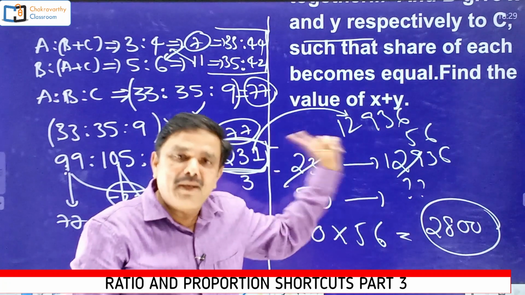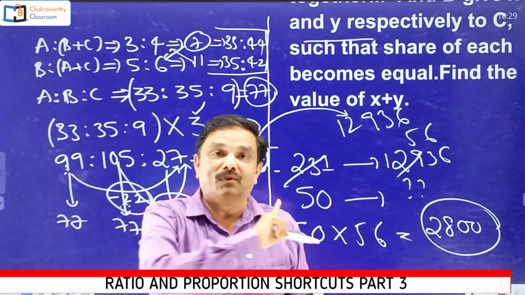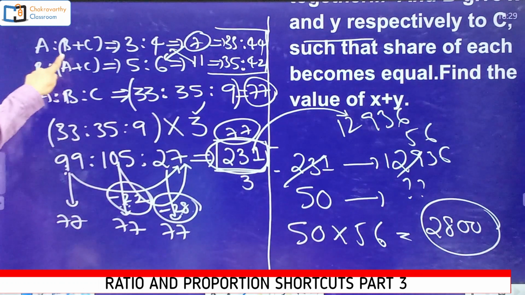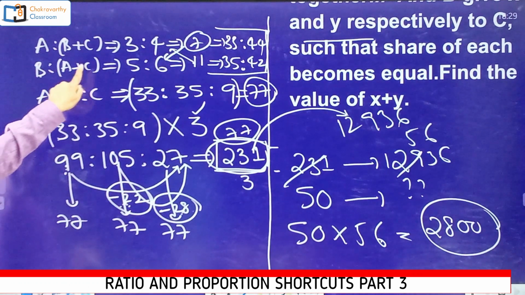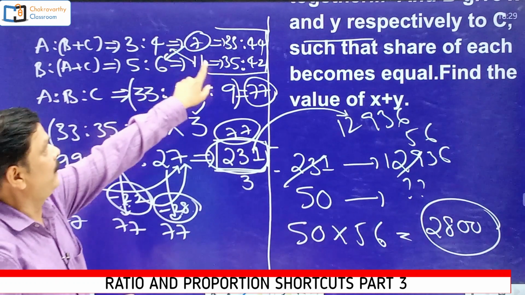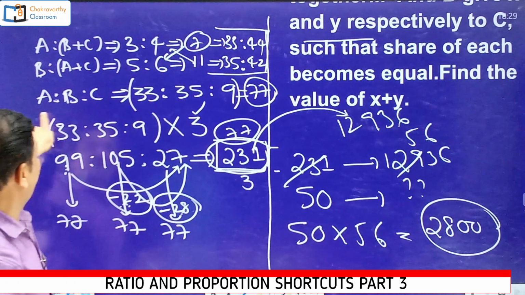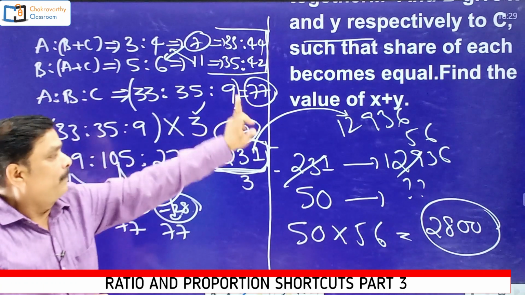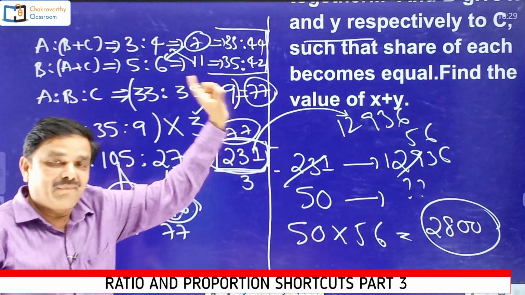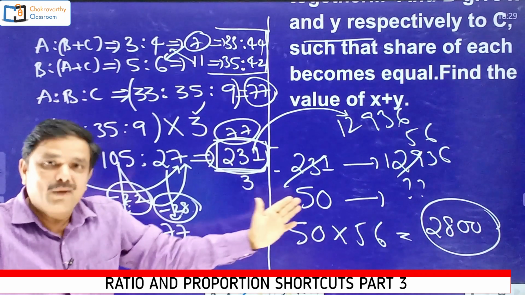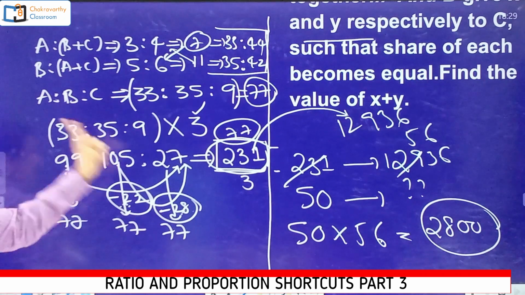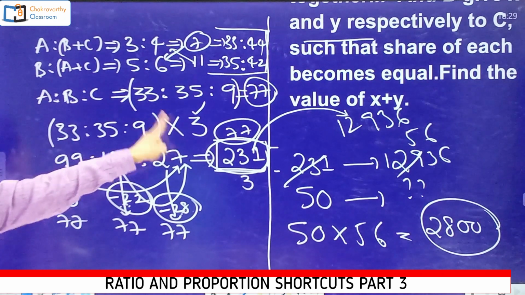Because nowadays in many competitive exams they are giving questions like this. For the beginners, I quickly go for this one. You see, A is to B plus C, B is to A plus C. First I use the balancing method. After that I got the ratio of A is to B is to C, but it cannot be divided among 3, because in the problem they have asked we have to divide among 3 equally. For that reason I have used one more technique here, multiplied by any multiple of 3.